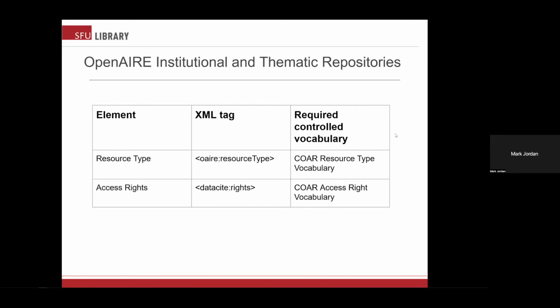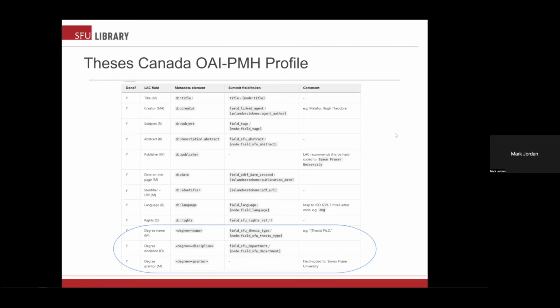So I'm just going to go through these quickly because they're a little bit different than Dublin Core. The only real difference between Dublin Core and the OAI-PMH profile that Thesis Canada requires is that the Thesis Canada profile is very much similar to ETDMS, if any of you are familiar with that. It's basically unqualified Dublin Core, so the standard Dublin Core that OAI uses as a default, plus the addition of 3 additional fields: degree name, degree discipline, and degree grantor.